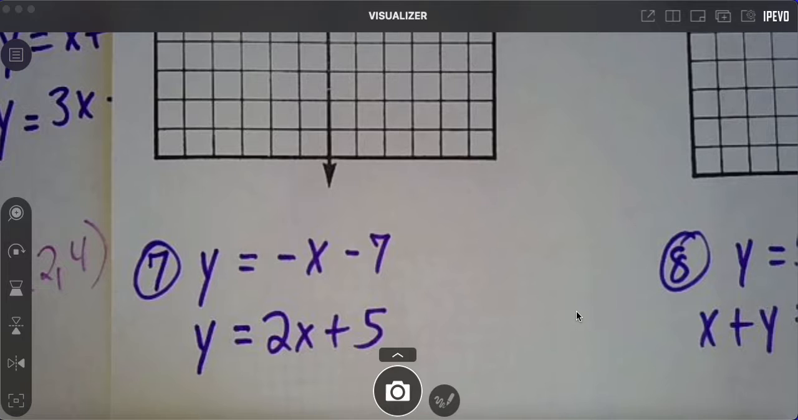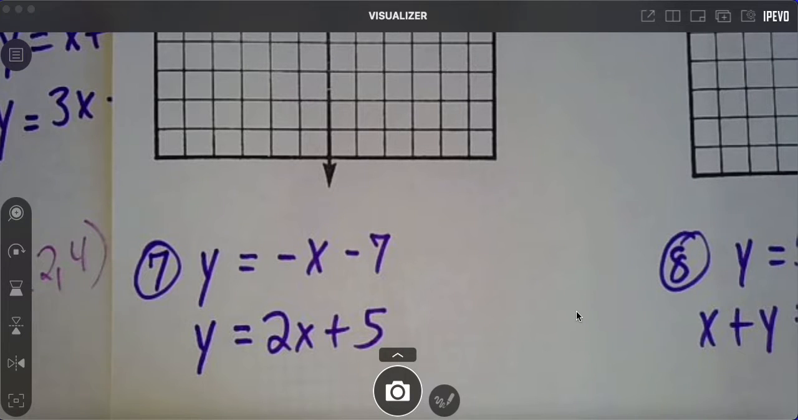Big hint. On this test, when it's multiple choice, or on the quizzes when they're multiple choice, you can plug and play any of the answer choices and see which ones work. Okay? So there's lots of ways you can check your answer.